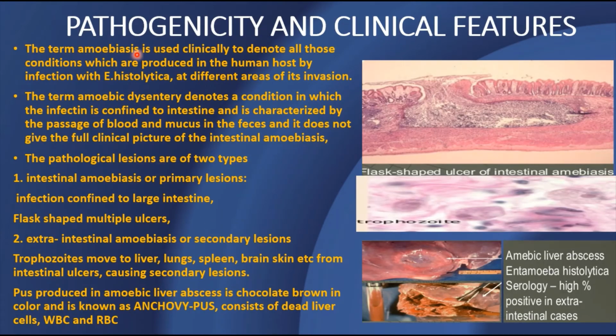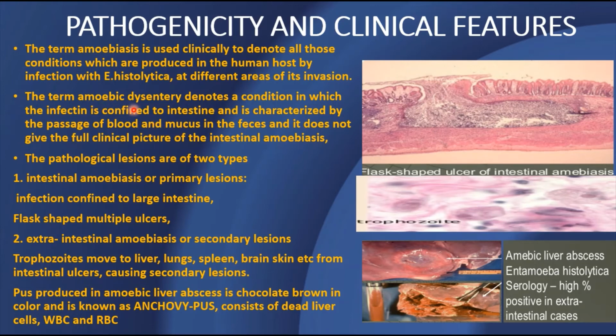Then moving to the pathogenicity and clinical features. I told you about the flask shape, all those things we'll discuss. The term amoebiasis is used clinically to denote all those conditions which are produced in the human host by infection with Entamoeba histolytica at different areas of its invasion. And the term amoebic dysentery denotes a condition in which there is diarrhea and dysentery. Most people are confused between these two.